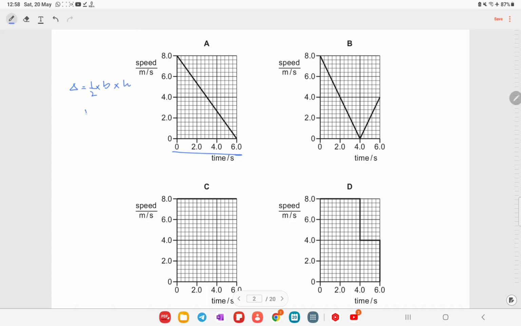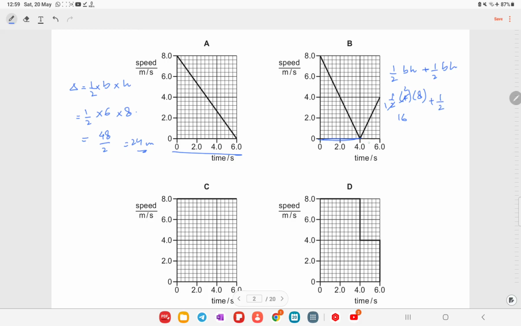The base will be 6 and the height will be 8. So if you do the calculation, 48 divided by 2, which is 24 meters. Okay, now we will do for the next one. There are two triangles, so this is going to be 1 over 2 base into height plus 1 over 2 base into height. So first one is the base is 4 and the height is 8. 1 over 2, the base is 4 and the height is 8. So if you cancel it out, it's 16.